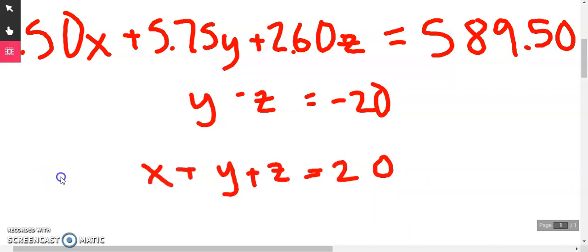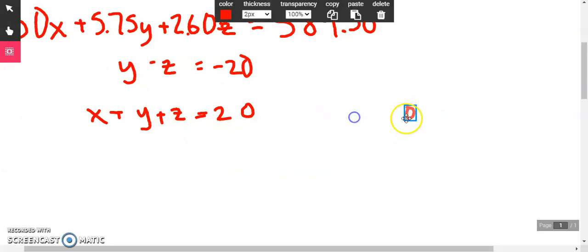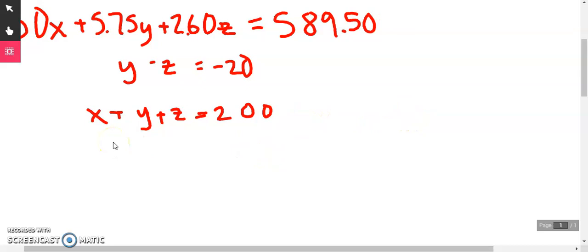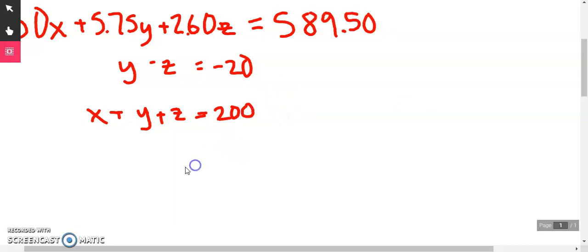And then when I go to my third equation, it says x, y, z, and then 20. So that's lined up the way that we want it. So now what we can do, oops, not 20, 200. That's important. Okay. So let's go back and now put these into our matrix.